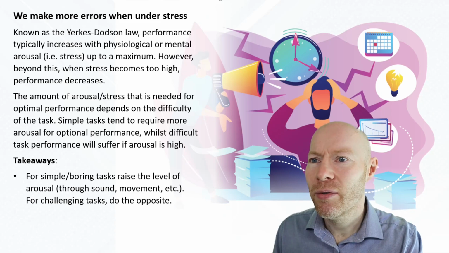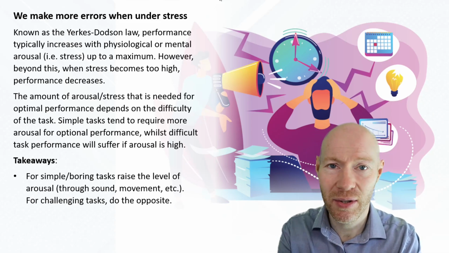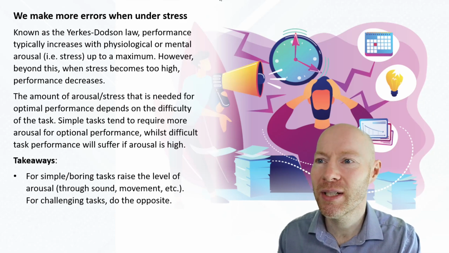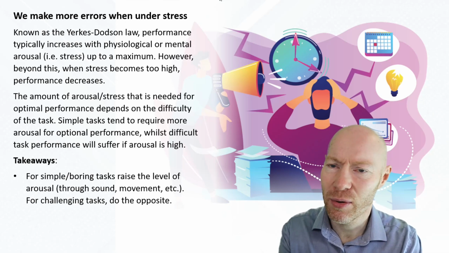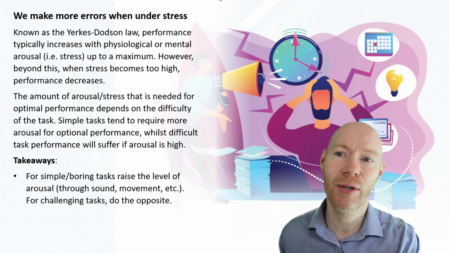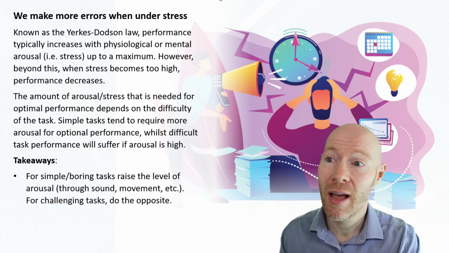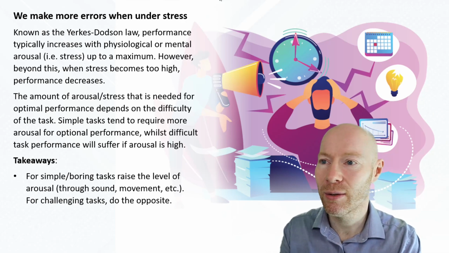Interestingly, whenever we're under a significant amount of stress, we make more errors. And this falls into what's known as the Yerkes-Dodson law, but it's not a linear relationship. So this talks about how well we perform in different types of tasks, subject to the amount of arousal, be it physiological or mental.